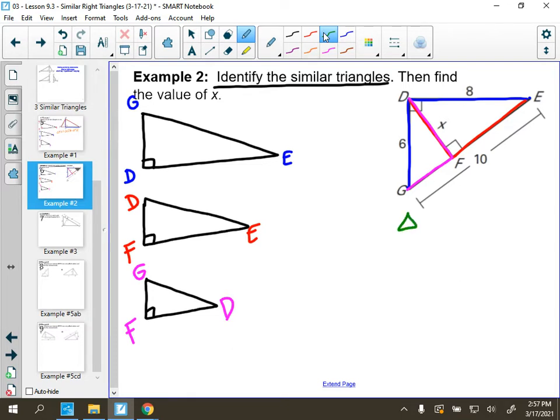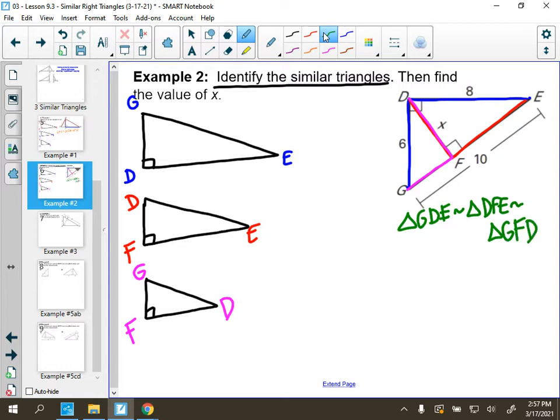Triangle GDE is similar to triangle DFE, which is similar to triangle GFD.